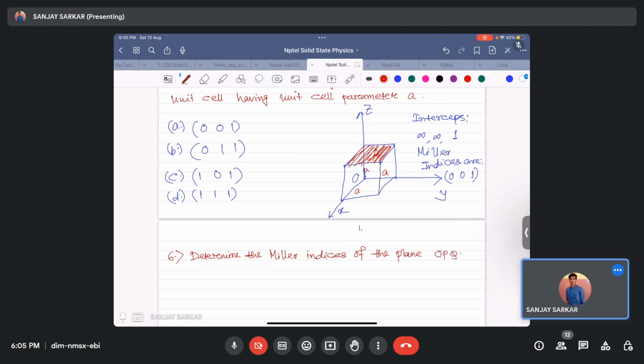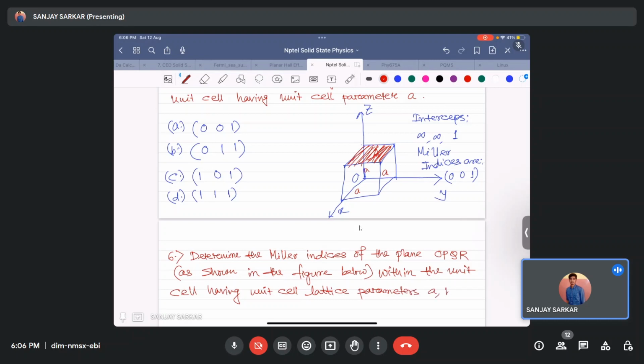OPQR, as shown in the figure below, within the unit cell having lattice parameters A, B and C respectively.